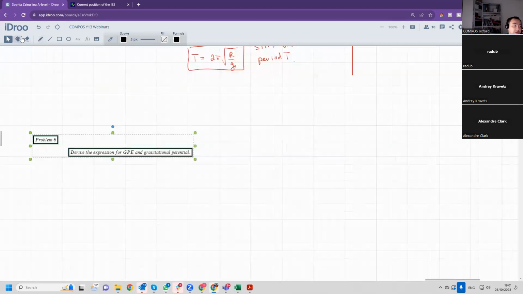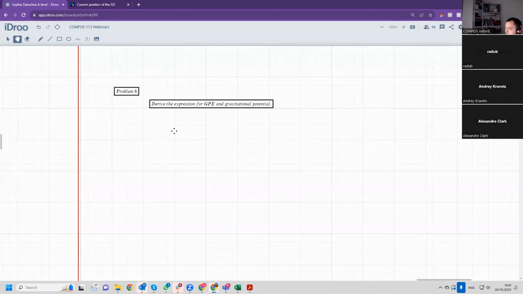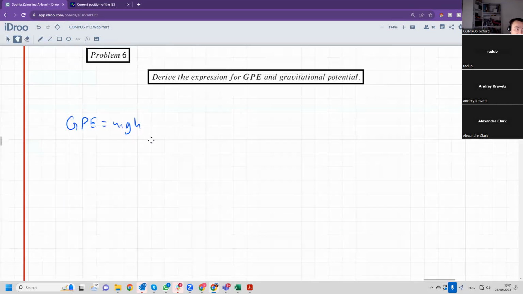I know you've learned that gravitational potential energy is mgh. But there are a few problems with this formula. First of all, what is h?